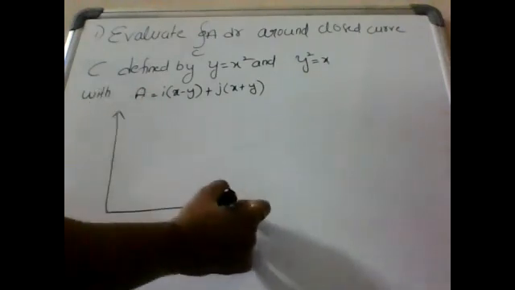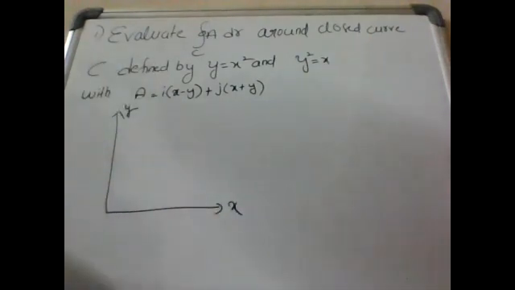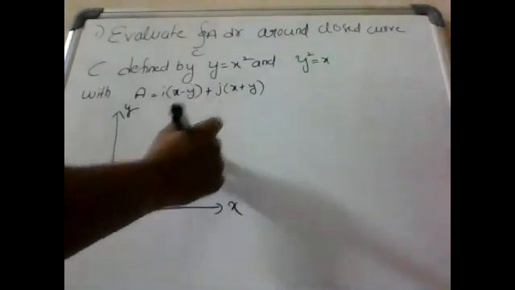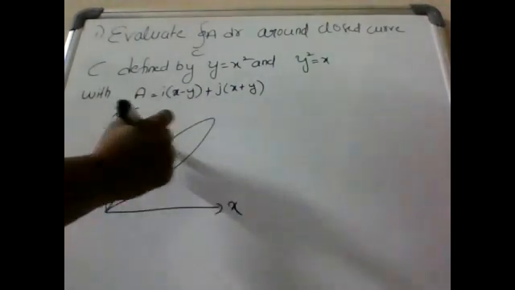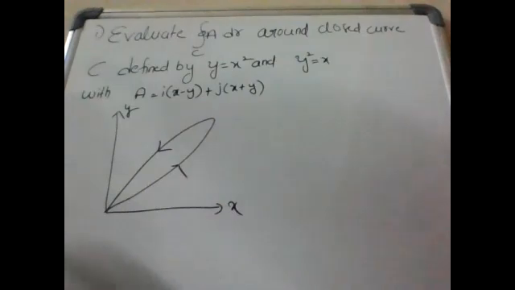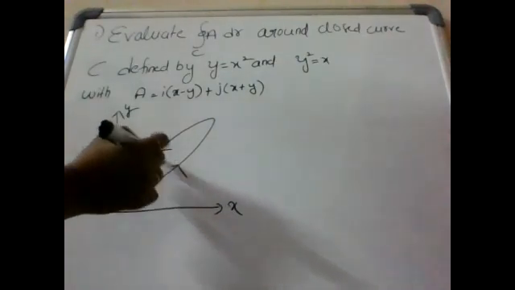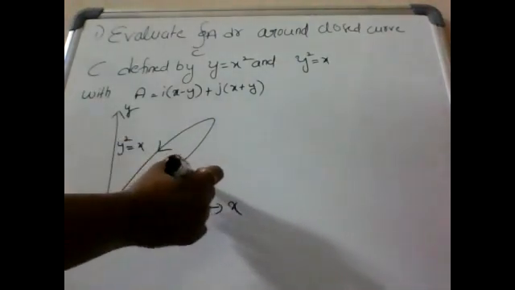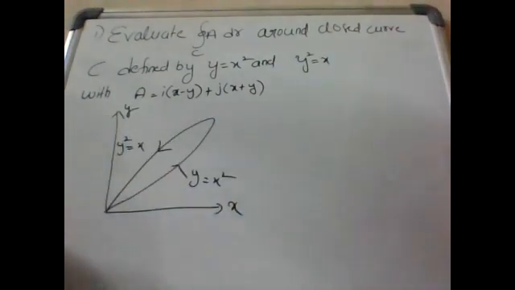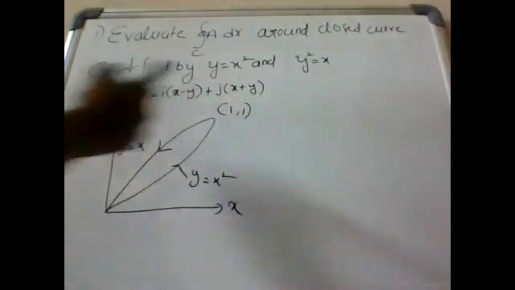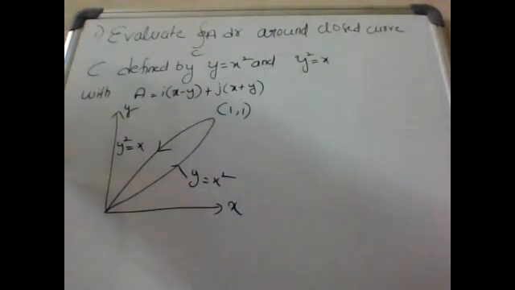In the xy plane, here y square equal to x and here y equal to x square, meeting at the point (1, 1). So here we have to find the integration of A dot dr. Already given, vector A bar equal to i into (x minus y) plus j into (x plus y).